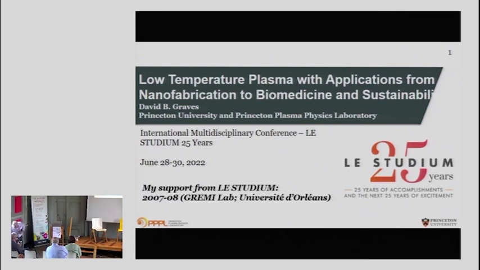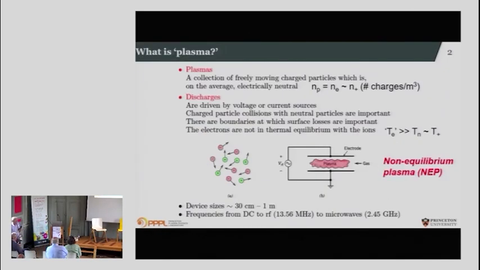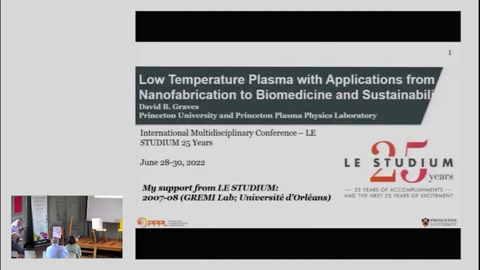Actually, apropos of, let's see, where's the pointer? Where's the pointer on this? No, that advances the slides. Is there a pointer? Oh, yeah. Yeah, I got it. Thank you.